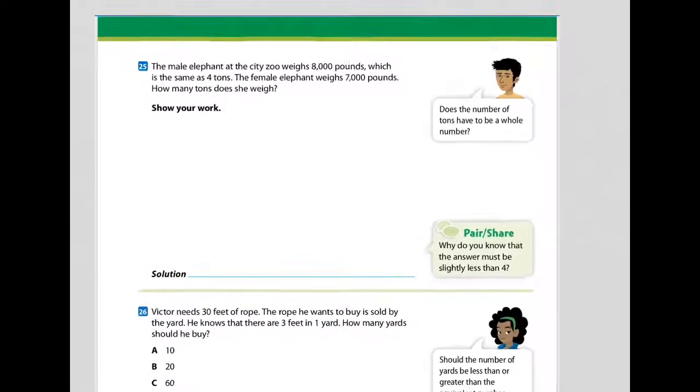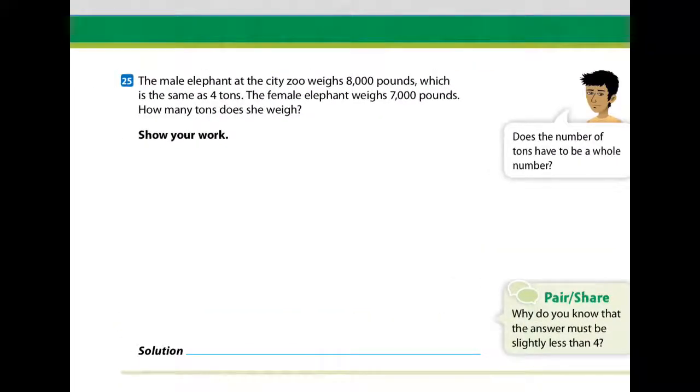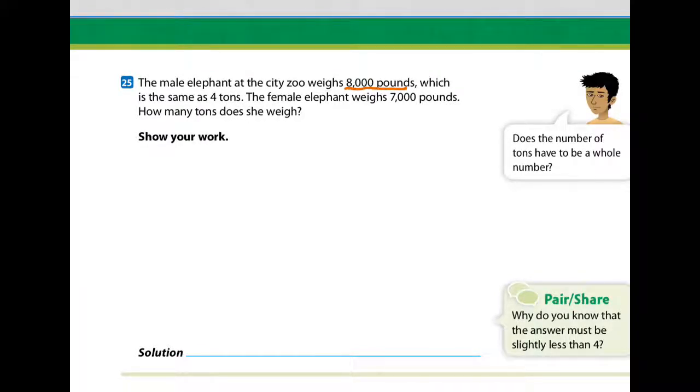So on page 35, here's what you're going to do. Let's read 25 and then we'll get you started. It says, the male elephant at a city zoo weighs 8,000 pounds, which is the same as 4 tons. So we know 8,000 pounds is 4 tons. The female elephant weighs 7,000 pounds. How many tons does she weigh? Now you're going to pause this and do 25 and restart it when you're done. Now I'm going to tell you for this one, when I show my work, I'm going to do a ratio table instead of how I did it in 24. You do it however you want. Just get your answer. All right, show your work, pause it, restart when you're done. Go.